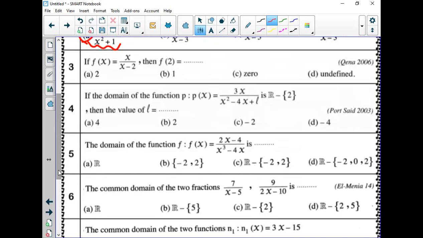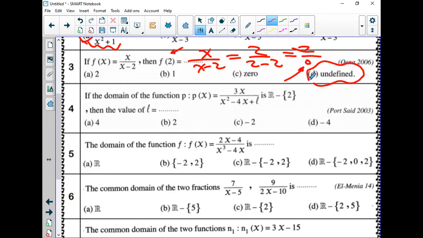Number 3, if f of x equals x over x minus 2, then f of 2 equals what? Let's substitute the value of x by 2. Then x over x minus 2 equals 2 over 2 minus 2 equals 2 over 0. And if we have 0 in the denominator, then the result is undefined.